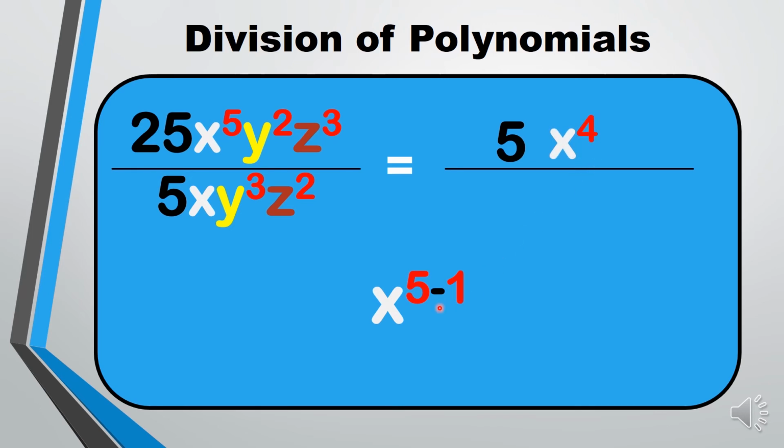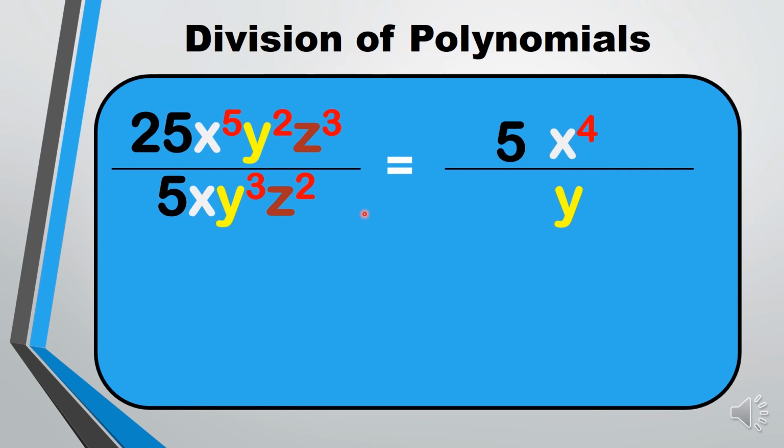Now let's have y squared and y cubed. Again, we need to subtract its exponents. However, in this example, our answer will be in negative. And according to our rule, we cannot have negative exponents. That's why y raised to negative 1 will be our denominator for us to eliminate its negative exponent.